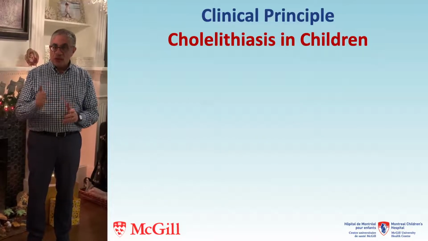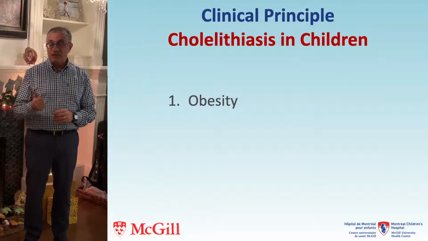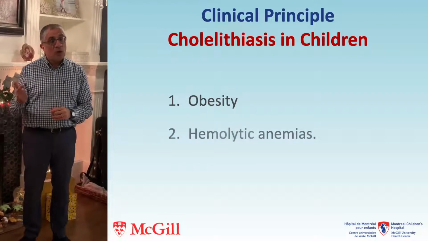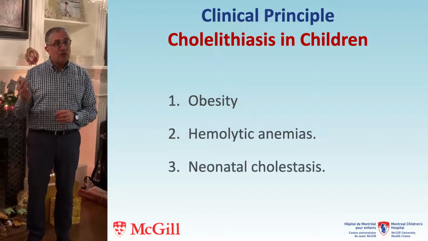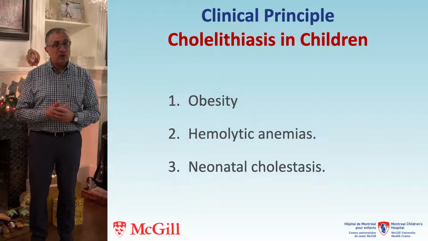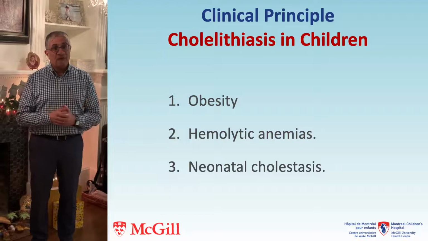There are three groups. One are patients who are obese. They have risk factors similar to adults with cholesterol stones. Two are patients who have hemolytic anemias and develop bilirubin stones. And three, patients who develop sludge and cholestasis early in life due to prematurity or other neonatal conditions.